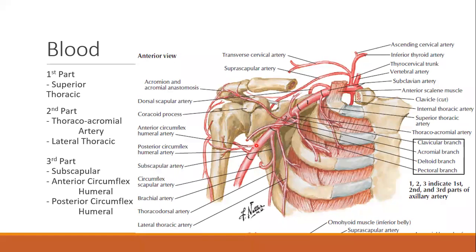The second branch that comes off of the third part of your axillary artery is the anterior circumflex humeral artery. And then the third branch is the posterior circumflex humeral artery. You can see how the two of these circle around the surgical neck of the humerus and anastomose with each other. So it's the circle of vasculature for blood supply to the surgical neck of the humerus.